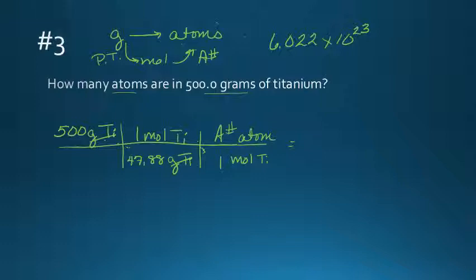Now we can use the calculator. So 500 times 6.022 times 10 to the 23rd divided by 47.88. So that gives a final answer of, well, 6 point, and I said because I went back and double checked those sig figs, I need 4 sig figs, so 6.289 times 10 to the 24th atoms of titanium.